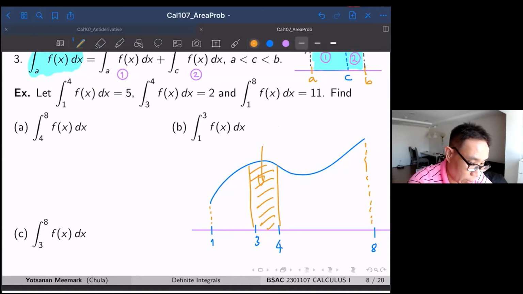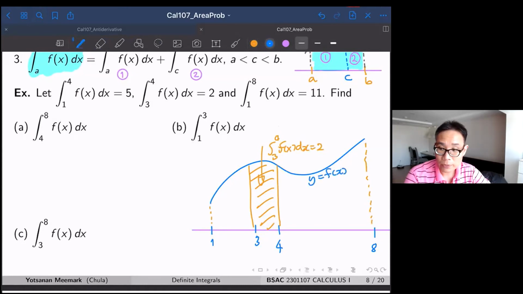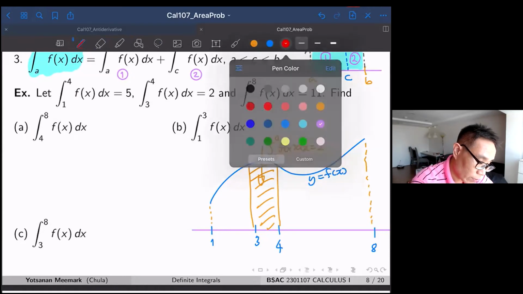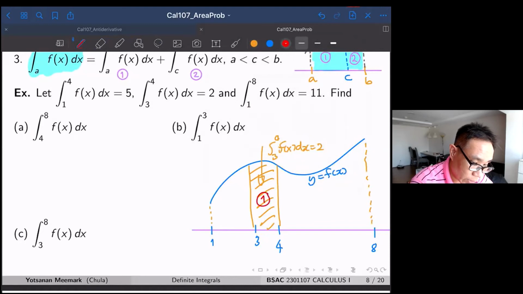Let me write it this way, it would be better. It's gonna be integral from 3 to 4 of f(x) dx equal to 2, and this guy is your y equal to f(x). Okay, so you have the first piece and the second piece. So this one is your first piece. This one is your second piece.